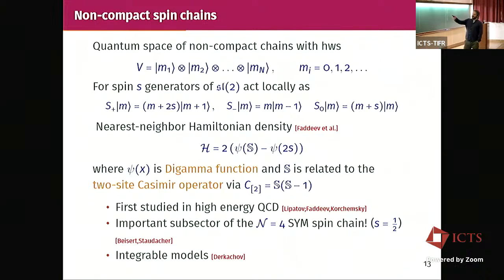Well, we will see a bit more what this psi will be. As I say here, you have to take sort of the square root of the two-site Casimir operator, and this kind of expression was given by Faddeev. Then maybe in these non-compact representations first studied in high-energy QCD, it appeared in N=4 super Yang-Mills, and then Derkachov was studying this as well.